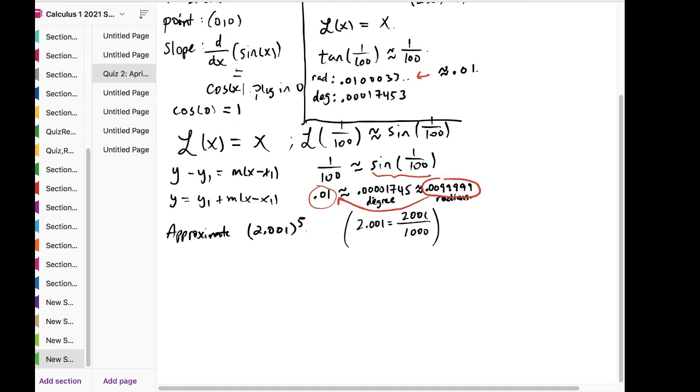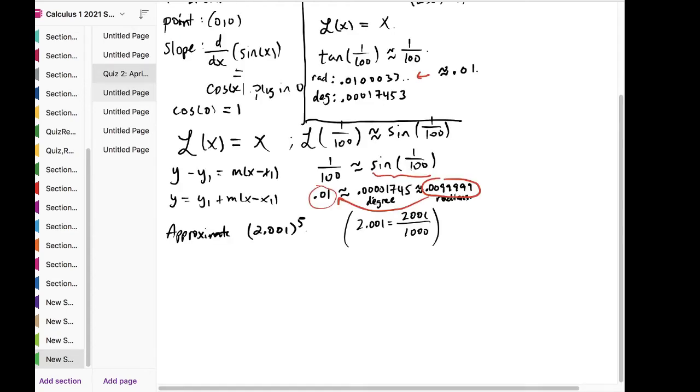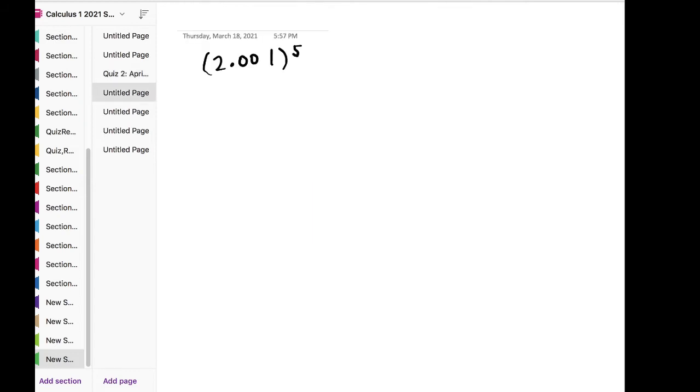All right, cool. So let's do 2.001. Oh, how many zeros did I do? 0.001 to the 5th power. Okay, so we're going to do it with linear approximation, and then we'll do it a different way from the differentials that we talked about last time. And we'll see how we can use the differential. But first let's use linear approximation.